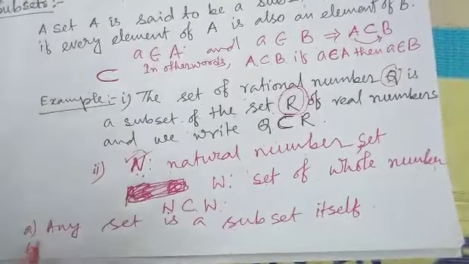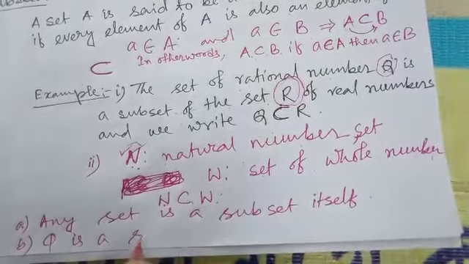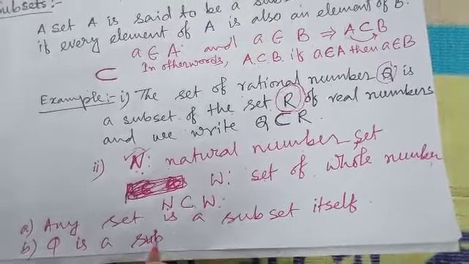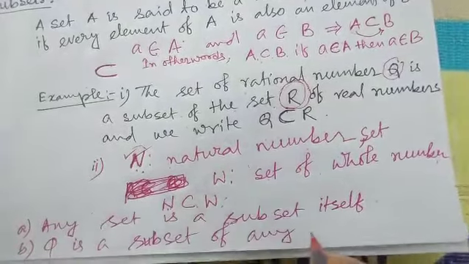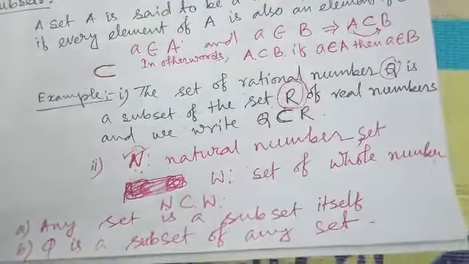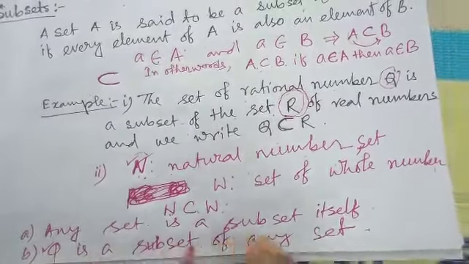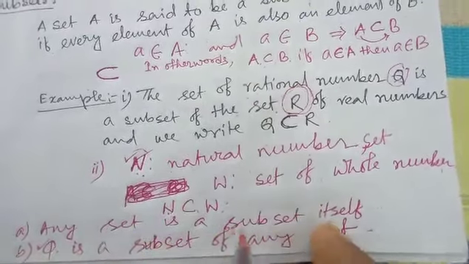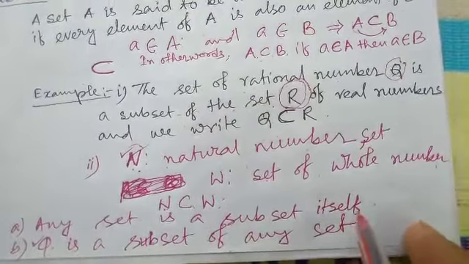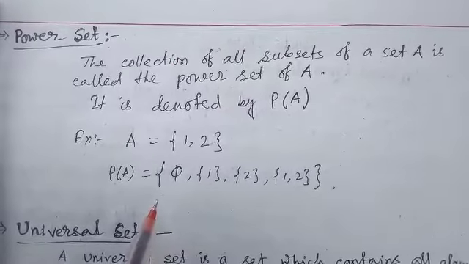Okay, next point, phi is a subset of any set. That means every set's subset is phi. And any set is a subset of itself. Next, power set. So what is power set?